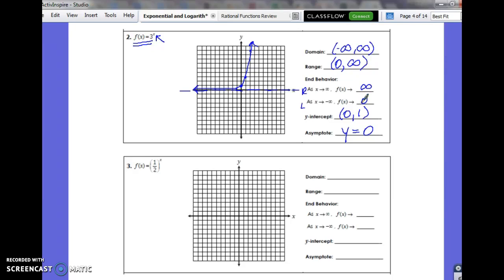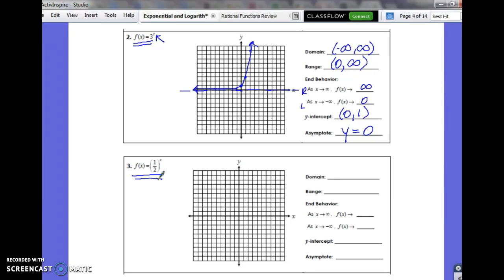So essentially, all exponential growth curves, until you start with transformations, have the same information about them. Okay? Now, on that third example, this graph is going to look different. I know it's going to look different. Why? It's a fractional base. My base is a fraction that's smaller than 1. So that means this is going to be a graph representing exponential decay.